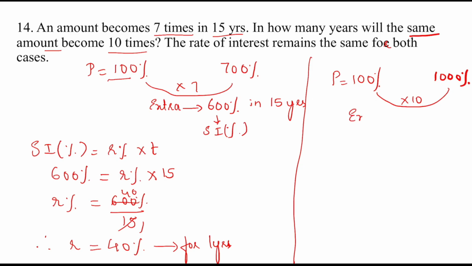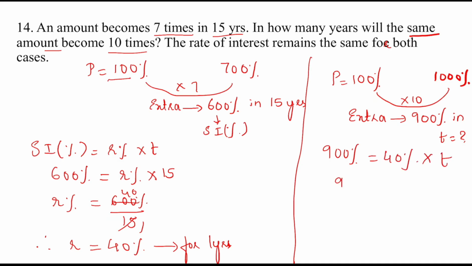So extra is how much? Extra is 900%. 900% it has to become. In how many years, we don't know. T is equal to how much? We know SI percent is 900% and R we got is 40%, into time, which we don't know.